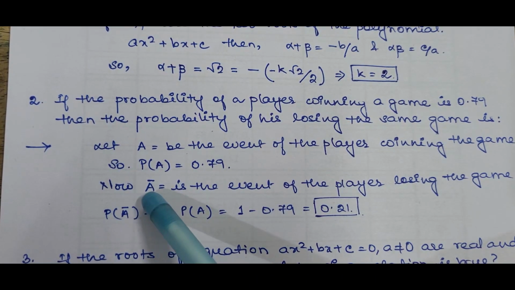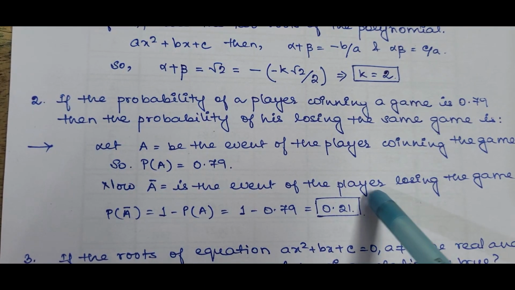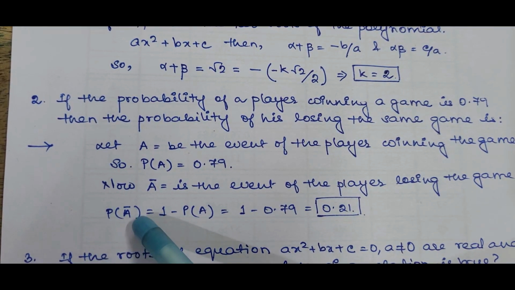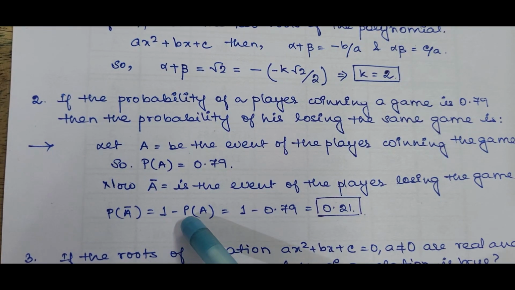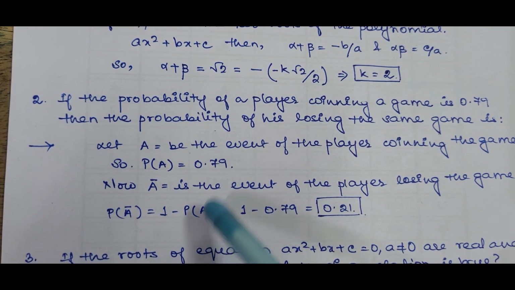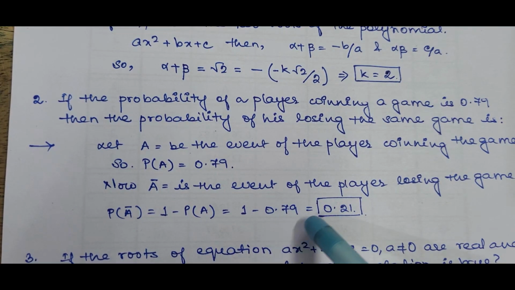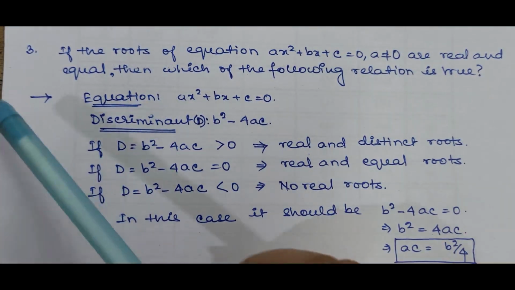Now we are letting that A bar is another event. A bar is what event? That event where the player is losing the same game. So we need to find P of A bar. Now we know that P of A bar is equal to 1 minus P of A. So 1 minus P of A, which is given as 0.79. So 1 minus 0.79 is equal to 0.21. So now coming on to question 3.